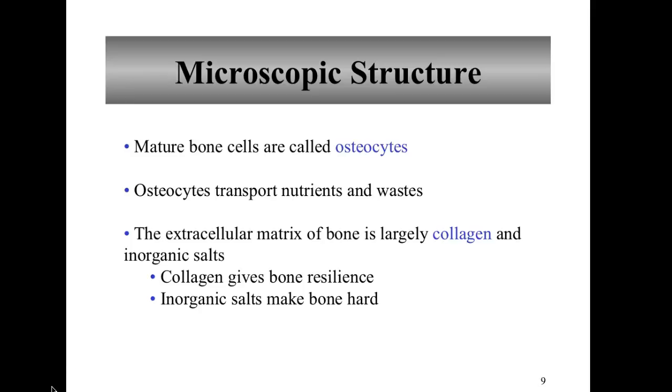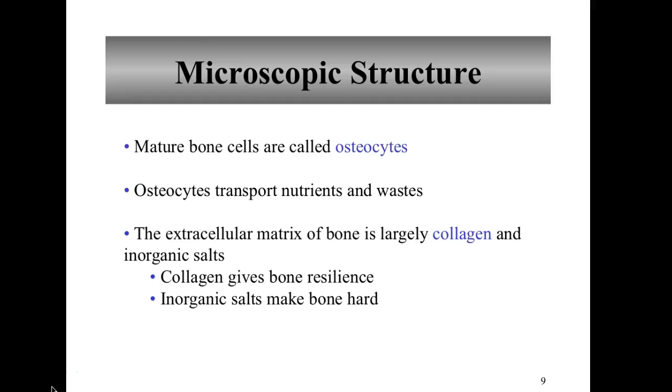Osteocytes cannot undergo mitosis, so they do not divide, and basically they are going to maintain that daily cellular activity, that is, exchange of nutrients and waste with the blood. The extracellular matrix of the bone is largely collagen and inorganic salts. Collagen itself is going to give bone its resilience, and then the inorganic salts, like hydroxyapatite, are going to help make the bone hard.